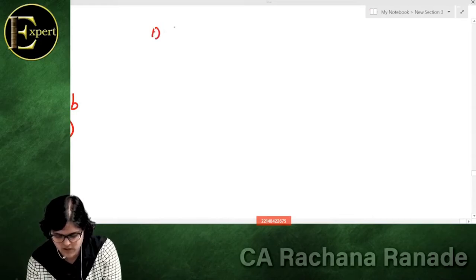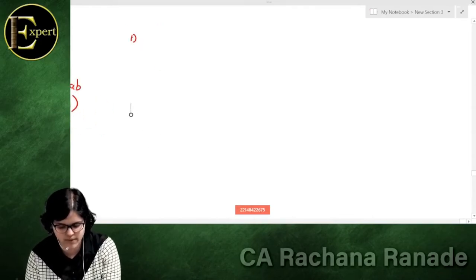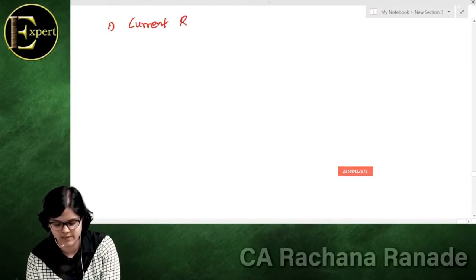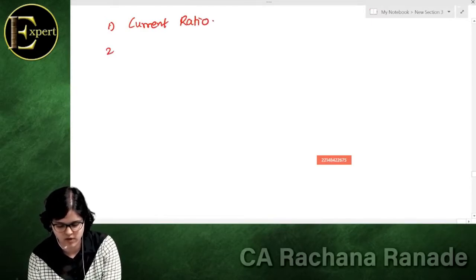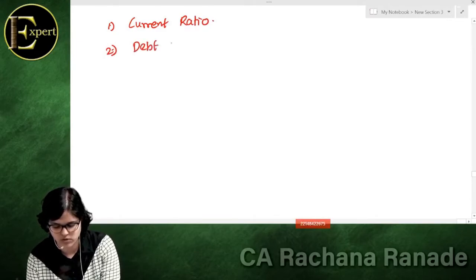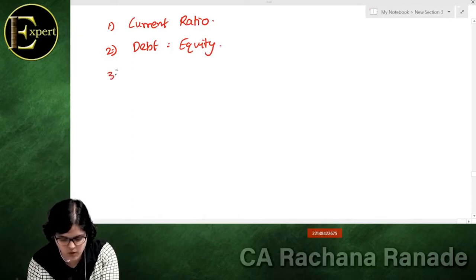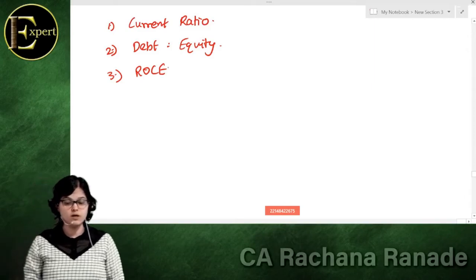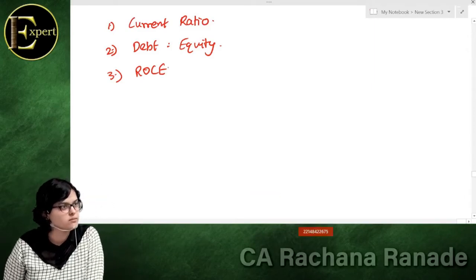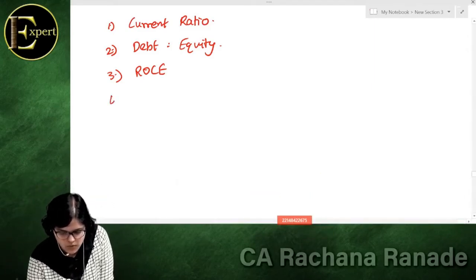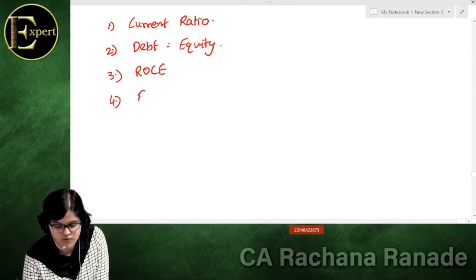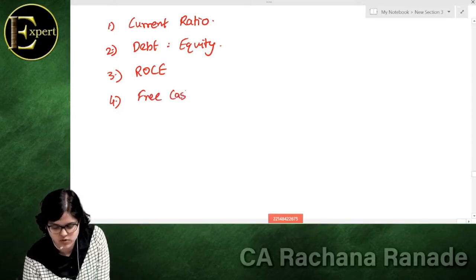Ek toh humne dekha current ratio. Current ratio ke liye humne kya bola tha? Current assets divided by current liabilities. We talked about current ratio. Then we talked about what? Debt to equity ratio. Today we talked about what? ROCE. What is ROCE? Return on capital employed. Correct? Fourth parameter, which was a very important parameter that we checked yesterday, was your free cash flows.